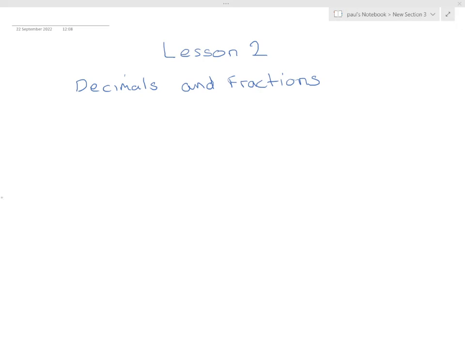Right, this lesson is on decimals and fractions. First we'll do decimals because that's the easier of the two. With decimals, we're going to add, subtract, multiply, and divide. So let's add decimals.